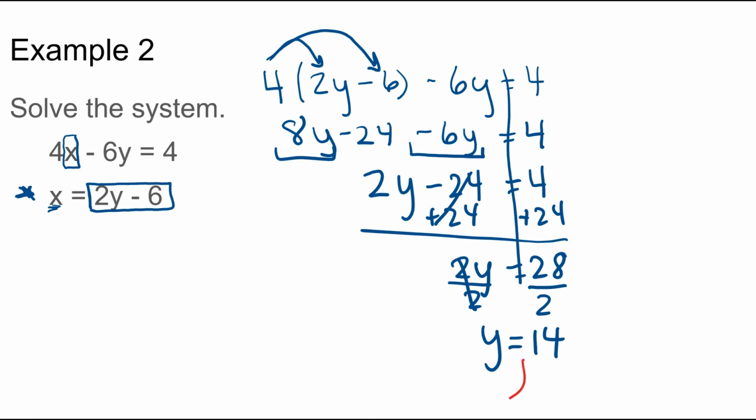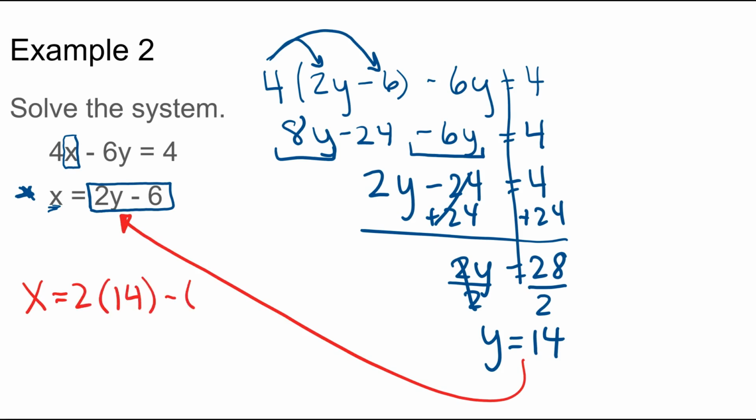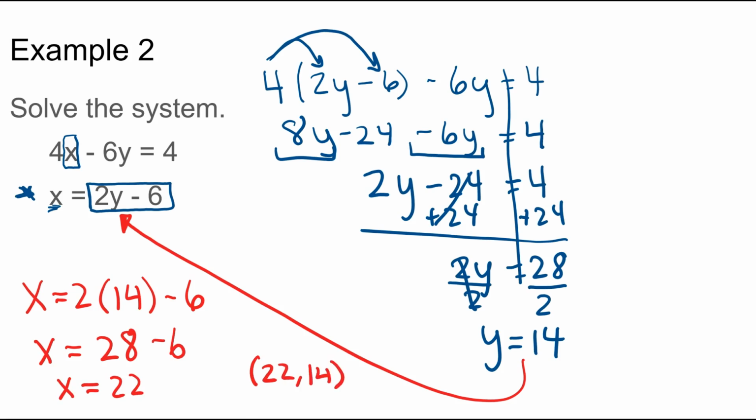This time we need x. We're going to sub that into that star equation. So we get x equals 2 times 14 minus 6. x is equal to 28 minus 6. x is equal to 22. Now I don't know about you, but when I see these really big numbers, I think I may have made a mistake. So we're going to check it in the non-star equation.